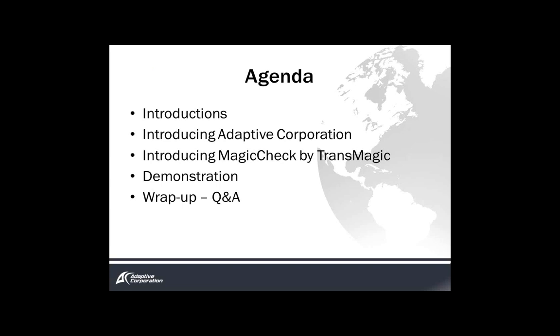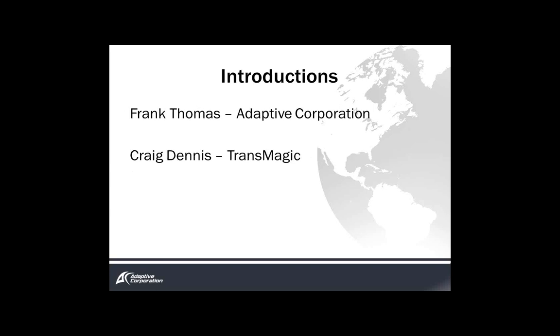So in terms of the agenda today, we'll go through just some quick introductions. I'd like to take one moment and introduce our organization, Adaptive Corporation, and then we'll introduce the solution today, which is a product called MagicCheck by a well-known data translation vendor by the name of TransMagic. They've been in business for a number of years, followed by a demonstration, and then we'll have wrap-up and Q&A at the end of the presentation as well.